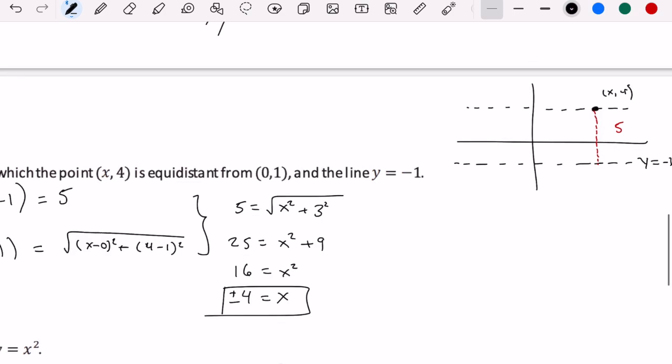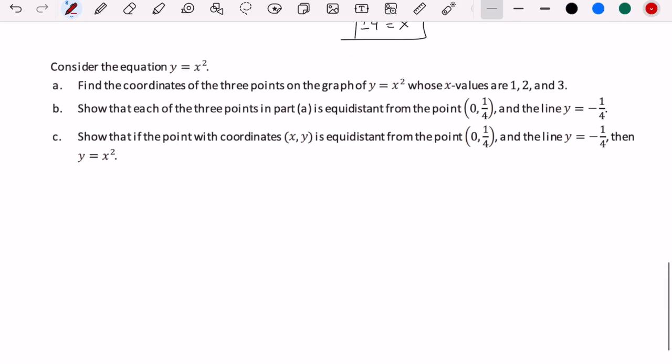And if you draw it, here is the point (0, 1). So the point with x equal to 4 and the one with x equal to minus 4 are going to be at a distance of 5 both from the focus and from the directrix. Now that is going to be 3 points in my parabola. Excellent. Okay, now this is a 3-step problem.